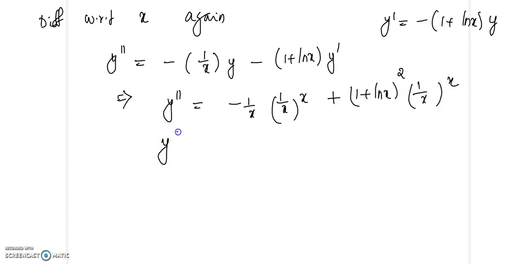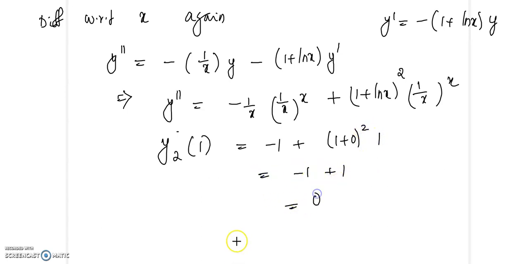So we need y2 of 1. So y2 of 1 will be, putting x equal to 1, minus 1 plus (1 plus 0) whole square into 1. So that is minus 1 plus 1, which is equal to 0. So therefore y2 of 1 will be equal to 0.